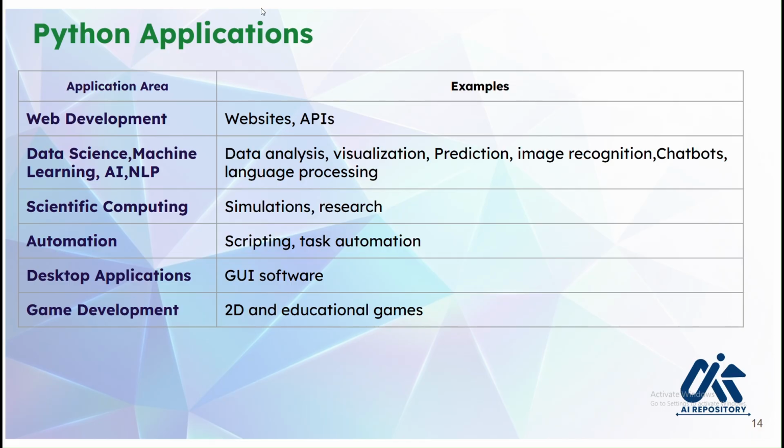Coming to the second thing, this is to understand the applications of Python programming. There are a wide range of areas or domains where Python can be used as the primary or secondary development language. The key areas are web development. You can develop websites or APIs using Python. I have already mentioned that Python is used for data science, machine learning, the entire AI umbrella. You can even go for scientific computing. Automation can be done using Python. You can develop graphical user interface software using Python.